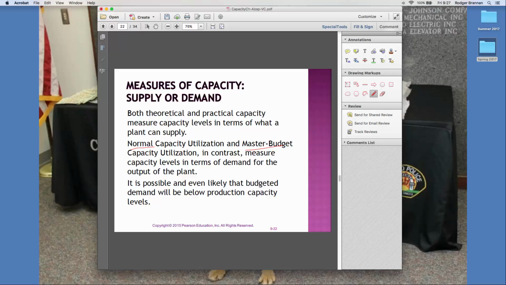I want to grow into my theoretical capacity. I want to grow into my practical capacity at a certain point. Realizing it's going to take a few years to get there, so I can adjust my present value calculations, my payback, etc., to accommodate that. Master budget is based simply on what's going to happen next year, and probably not a very good way to make a major investment decision. But certainly in terms of building the budget, the annual budget, as part of my planning process, very much in play with that.